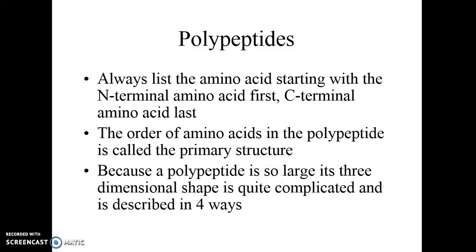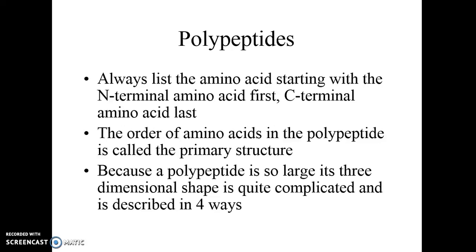As we saw, proteins or polypeptides are amino acids that are joined together by peptide bonds. When we write them down, we always list the amino acid that has a free amino group first, and then we list them in order until we come to the last amino acid, which will have the carboxylic acid group free. And we call the first and the last the N-terminal and the C-terminal amino acids. The order of the amino acids in the protein is called the primary structure.